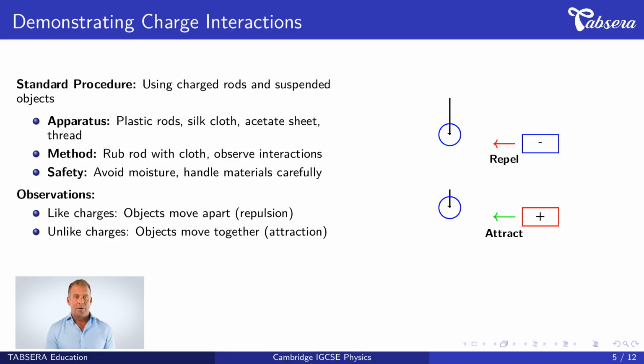Now we examine the experimental method. This follows Cambridge IGCSE standards for demonstrating charge interactions. The apparatus needed includes plastic rods for holding charge, silk cloth for creating charge by friction, acetate sheet as alternative charging material, and thread for suspending objects. The method consists of these steps. First, rub the plastic rod with silk cloth to transfer electrons and create charge. Second, bring the charged rod near a suspended charged object. Third, observe whether objects attract or repel.